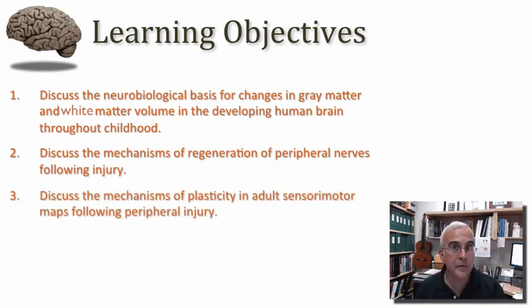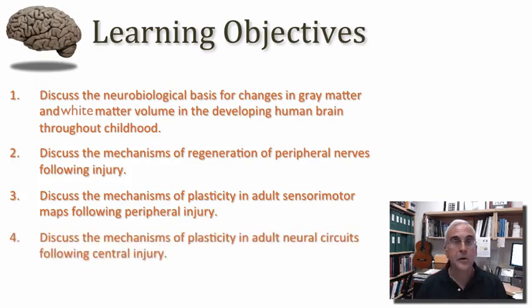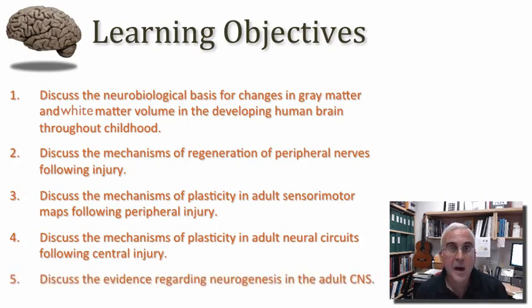And I'd like for you to be able to discuss the mechanisms of plasticity in adult sensory motor maps following peripheral injury. I'd like for you to be able to discuss the mechanisms of plasticity in adult neural circuits following central injury, that is, injury to the brain or the spinal cord itself. And lastly, I would like for you to be able to have a cogent discussion of the evidence regarding neurogenesis in the adult central nervous system, and that will include evidence for neurogenesis as well as evidence against neurogenesis.